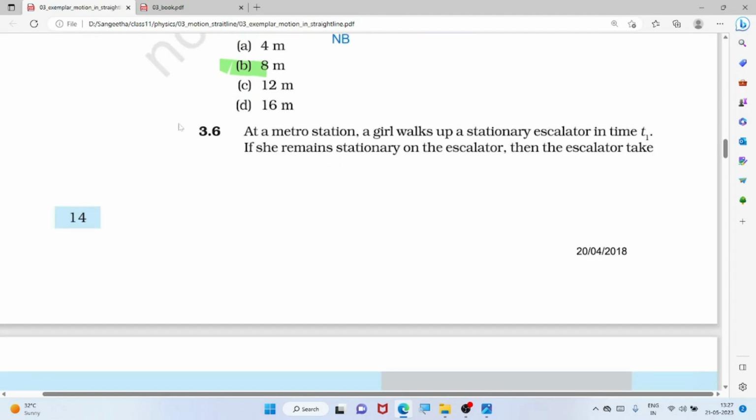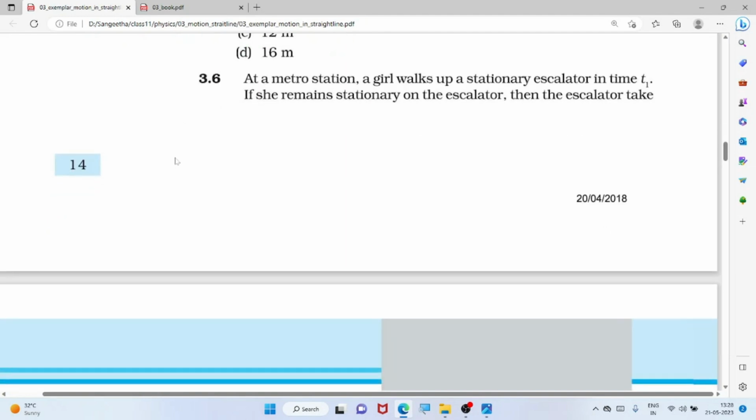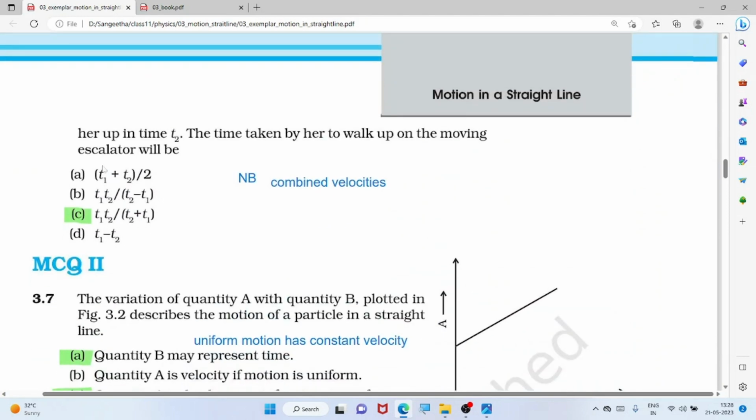At a metro station, a girl walks up the stationary escalator in time t1. If she remains stationary on the escalator, then the escalator takes her up in time t2, the time taken by the running escalator. So you have to add both the velocities. From time you have to find the velocity, then you have to add.